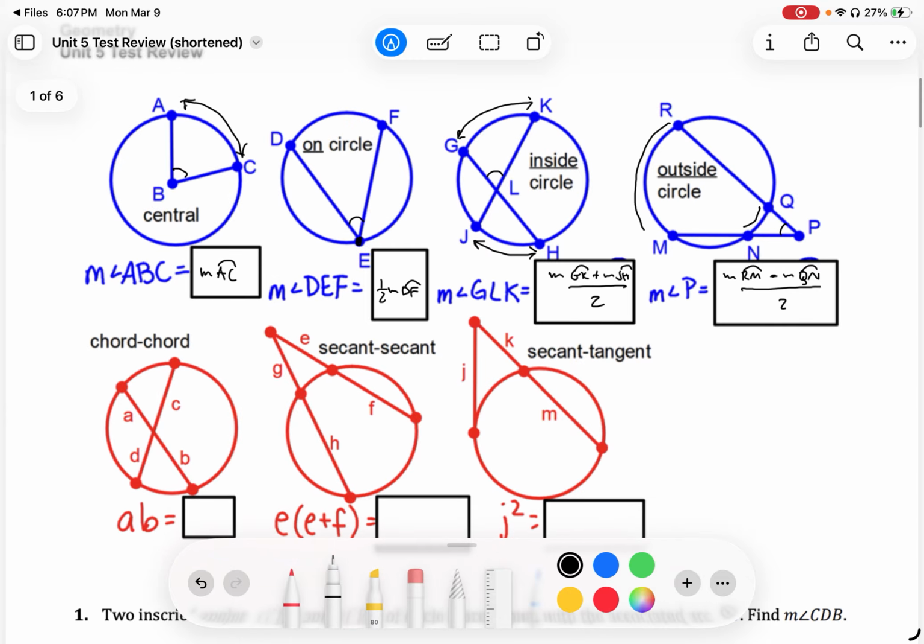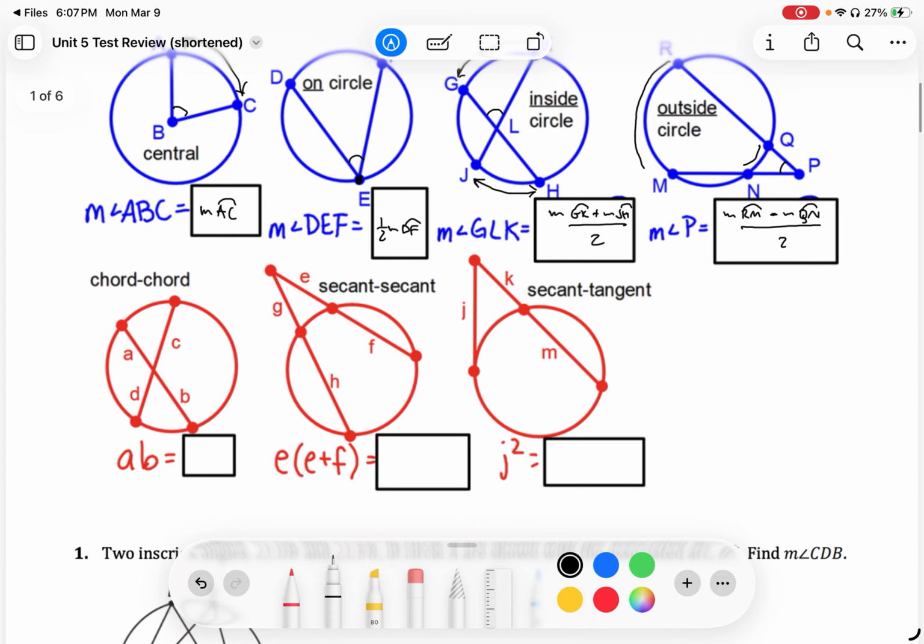So these are the relationships between angles that we need to know. Then there are some relationships with line segments. The chord theorem says that A times B is equal to D times C. That's probably the simplest of them.